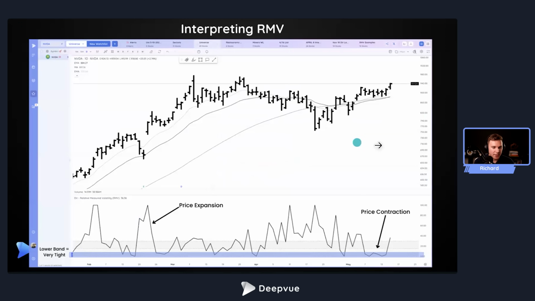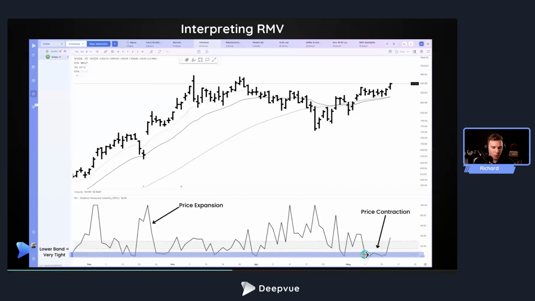Diving deeper and showing this visually, this is a chart that I'm sure a lot of people are familiar with. You've all been watching it recently. We've got NVIDIA here. We've got the prior uptrend. We've got the formation of a base. And let's take a look at how RMV changes with respect to the price action. So here we're seeing a big spike in RMV all the way up to 100. What happened? The stock gapped up on earnings. We're seeing price expansion. Then, over here on the right side, we're forming a range of 5-6 days.